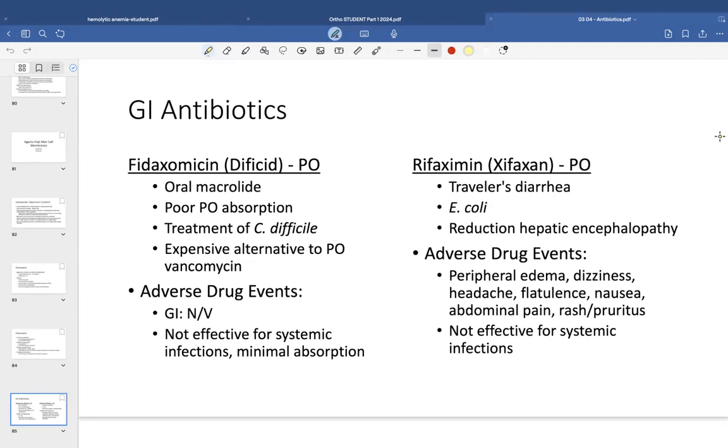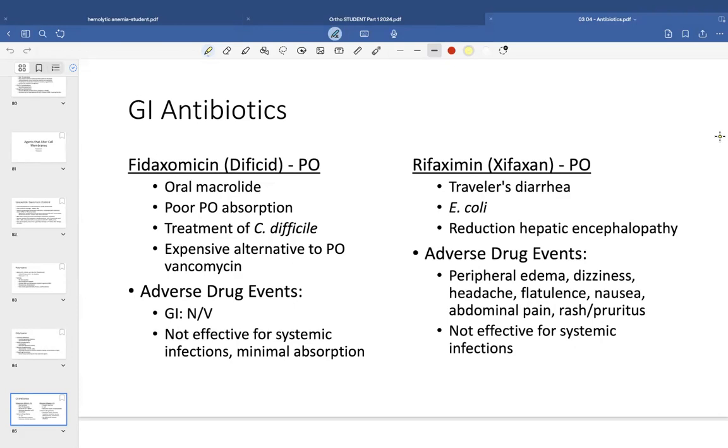So this is our third C. diff drug: oral vancomycin, metronidazole, and now fidaxomicin for C. diff. So again, C. diff is typically a secondary infection after C. diff overgrows when you give antibiotics that disrupt your gut. Again, it's a more expensive alternative to PO vanc. That's the one that you'll need most frequently.